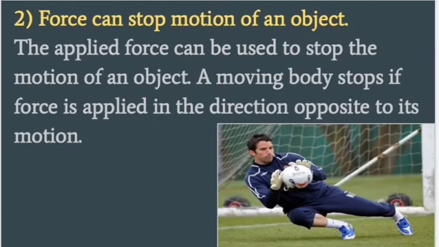The second effect is that force can stop the motion of an object. It means by applying force, we can also stop a moving object. The applied force can be used to stop the motion of an object. A moving body stops if force is applied in the direction opposite to its motion. It means we can stop a moving object when we apply force in a direction opposite to its motion.